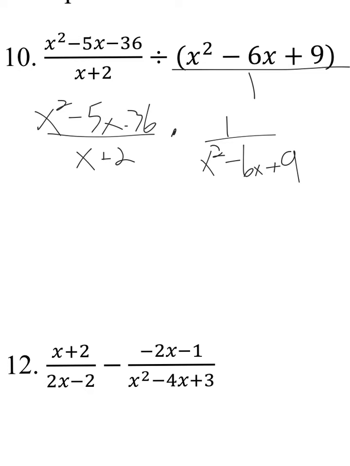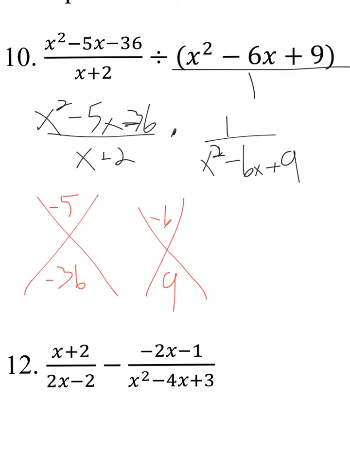All right. So the key with these is to just factor and simplify. And so what are my factors of negative 36 that add to negative 5? And then what are my factors of 9 that add to negative 6? So with the negative 36, I know that's 9 times 4, and if I make the 9 negative, that'll add to negative 5 and multiply to negative 36. And then for 9 and 6, well, negative 3 plus negative 3 is negative 6, and times together is positive 9.